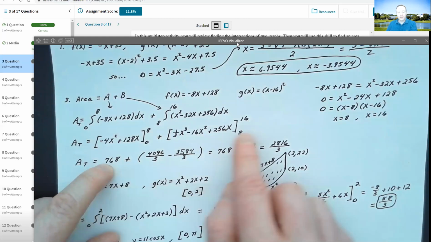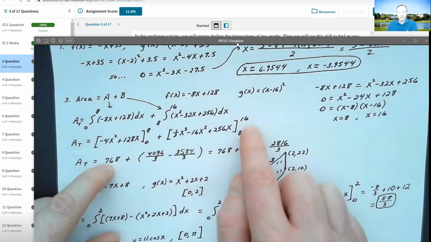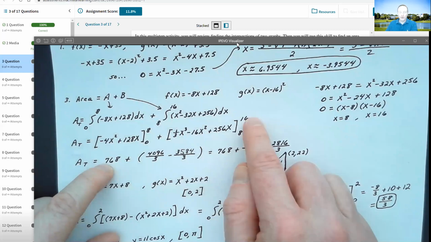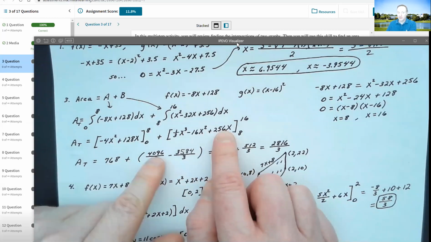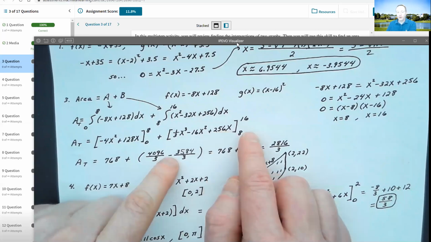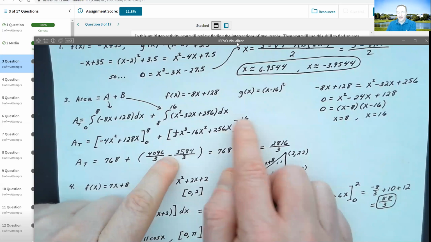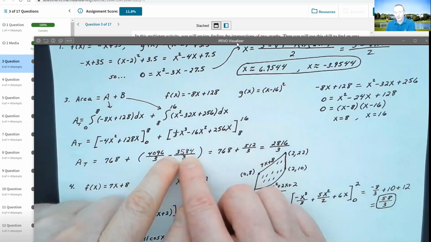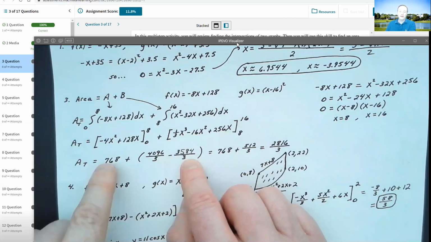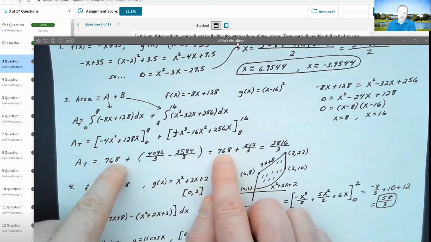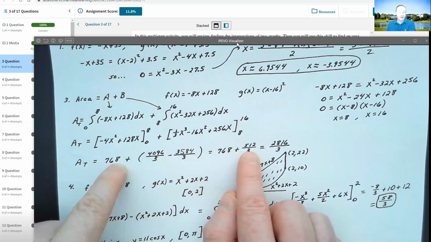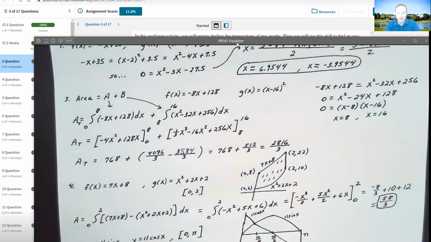In the second expression, both limits are going to have an answer. When I plugged a 16 into the 1/3 x cubed minus 16x squared plus 256x, I got the first fraction. And again, it's probably better if you'll keep it as a fraction. And then I knew I had to subtract the lower limit. When I plugged an 8 into that expression, I got the 3,584 over 3. So then I can say, well, it's the area I got from 0 to 8 plus the area that I had from 8 to 16. So 768 plus 512 over 3. Final answer of 2816 over 3.